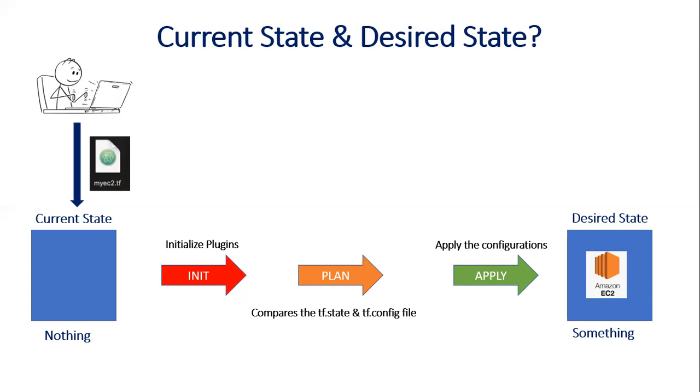So next, when you try to apply your Terraform, it actually applies on your infrastructure, and it gets deployed in your desired state. So meaning you started with a current state of nothing, and your desired state goes with some resource creation, which here is EC2 instances.